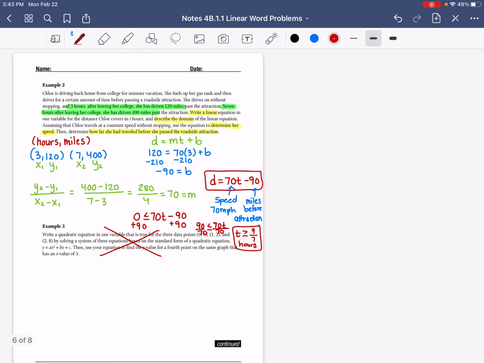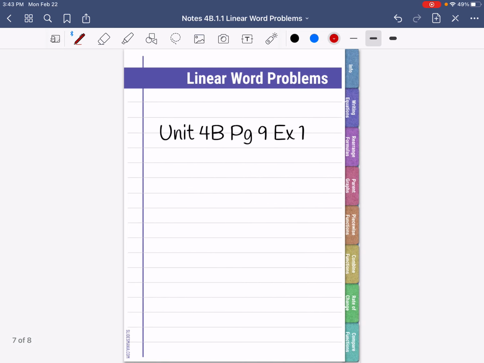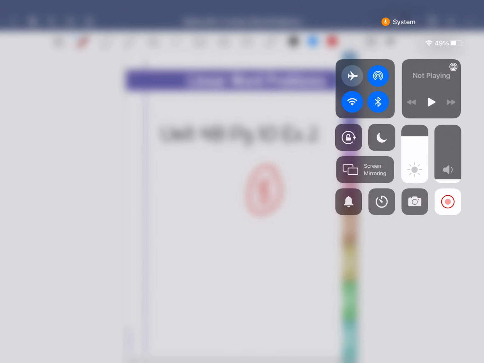Okay, so we're going to put these notes into our new digital notebook. We have slide 6, slide 7, and slide 8. And then your homework tonight is 8 quizzes.